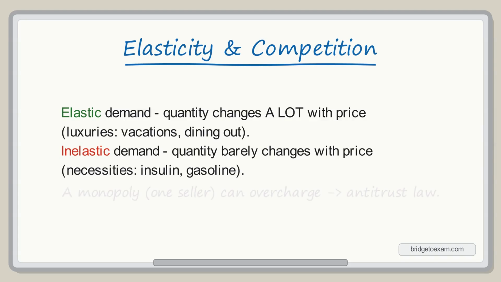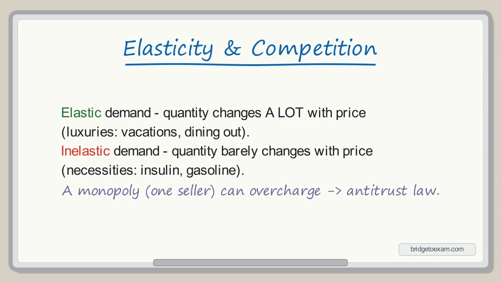Finally, competition matters. With many sellers, prices stay fair. But a monopoly, a single seller, can charge high prices and cut quality, which is why the government uses antitrust law to keep markets competitive.